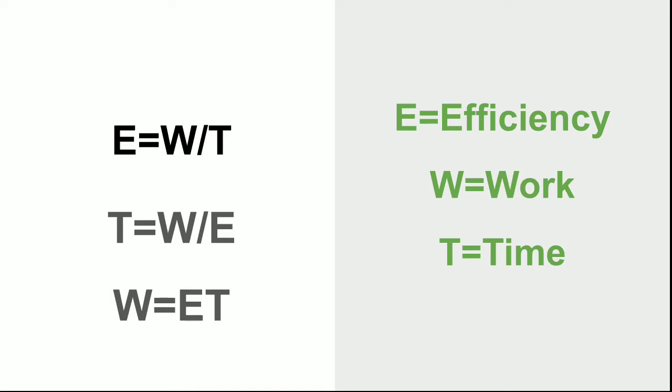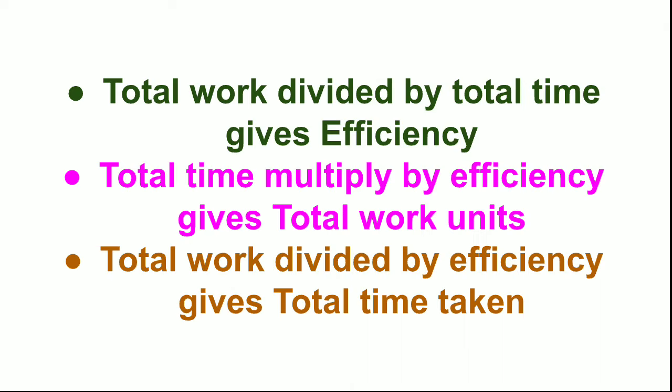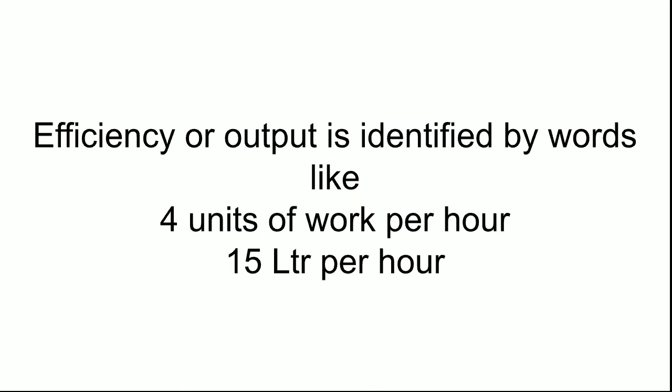Efficiency is equal to work divided by time, time is equal to work divided by efficiency, work is equal to efficiency into time. Total work divided by total time gives efficiency. Total time multiplied by efficiency gives total work units. Total work divided by efficiency gives total time taken. Efficiency or output is identified by words like 4 units of work per hour, 15 liters per hour.